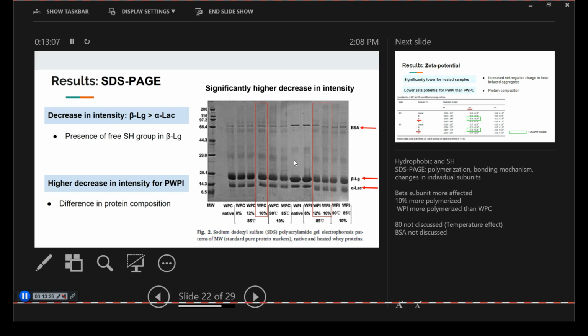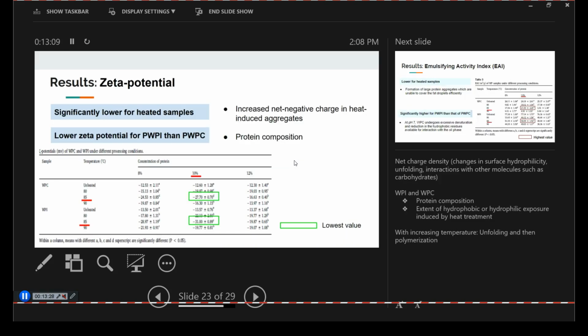as compared to alpha-lactalbumin, again mainly due to the presence of the free sulfhydryl group that initiates the polymerization and causes more polymerization. Looking at the results for zeta potential, they were lower for heated samples. This suggests that the net negative charge in heat-induced aggregates was increased upon heating. Again, the same trend can be seen in the table of 10% and 85 degrees Celsius.